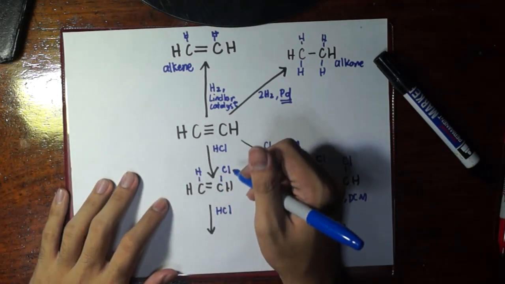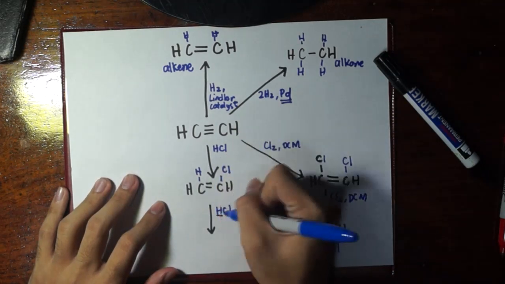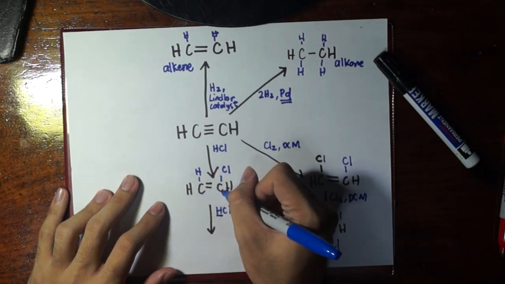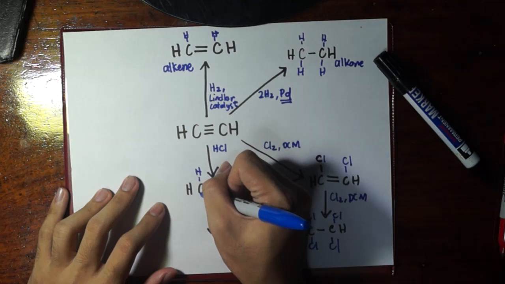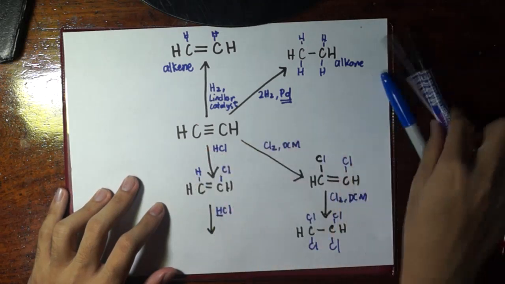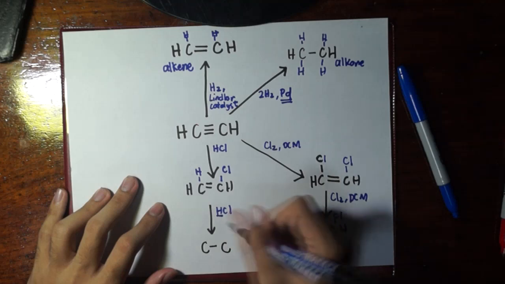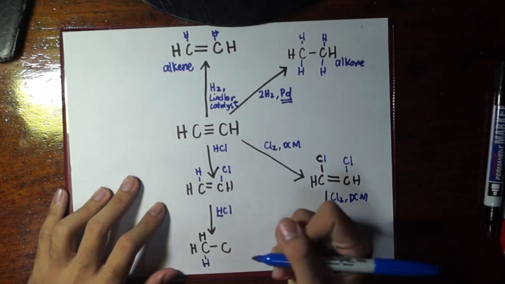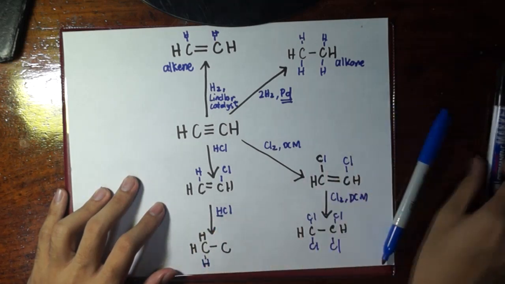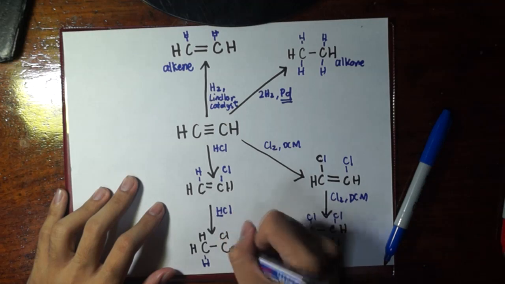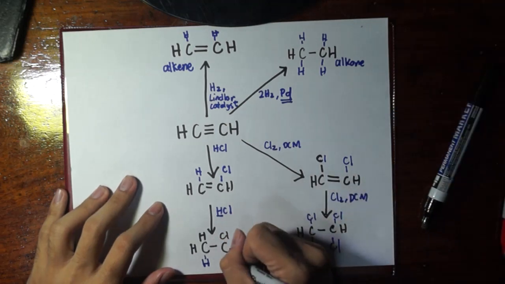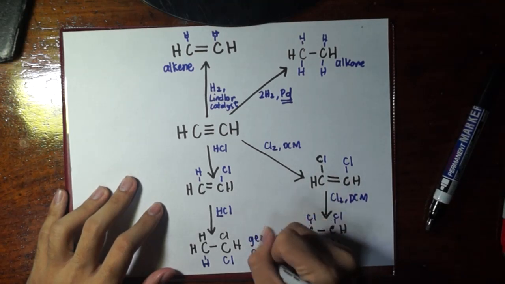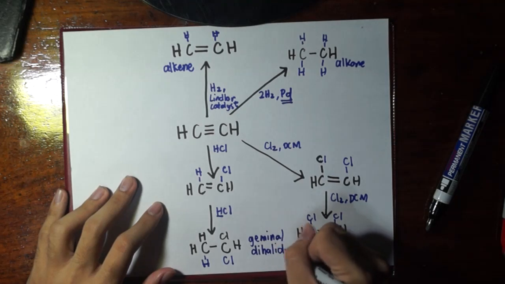But again, let's remember the Markovnikov rule. If we have another HCl here, where should the H go? To this carbon with more H or to this carbon with less H's? Yes, if you answered this carbon, you are correct. So actually, if we add another mole of HCl, what we would get is this. We follow the Markovnikov's rule, right? And the Cl will go to the carbon already with a Cl. So what do we get here? We get a geminal dihalide. Alright.